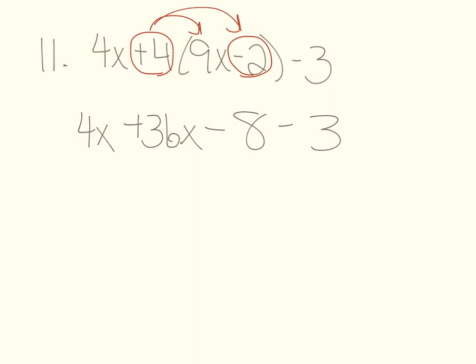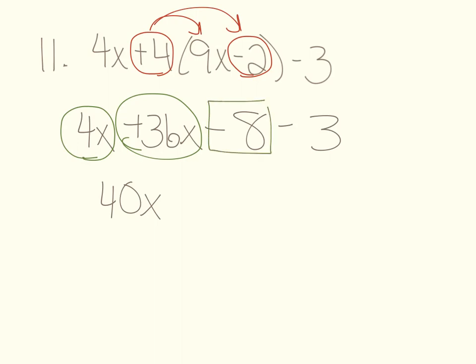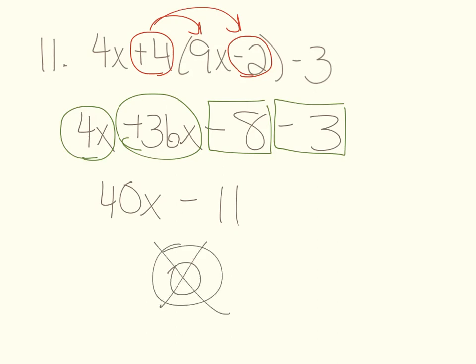Now I'm looking for like terms again. I see a 4x plus a 36x. 4x plus 36x is what? 40x. And then I see a minus 8 and a minus 3. Negative 8 and a negative 3, when I combine them, I get minus 11. So this answer is 40x minus 11, and it is also on my punch line. There's another 0 that gets to go away.